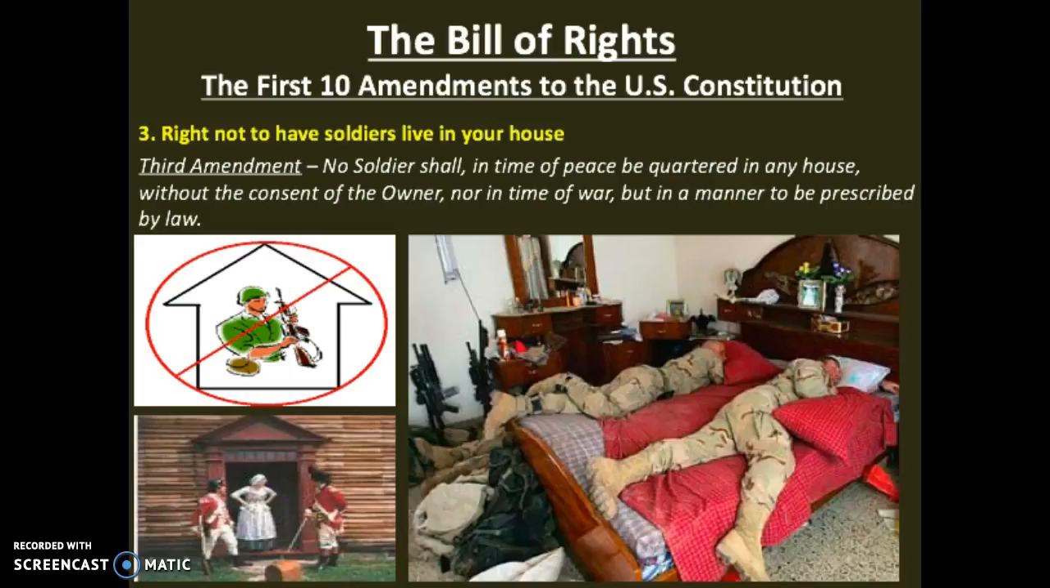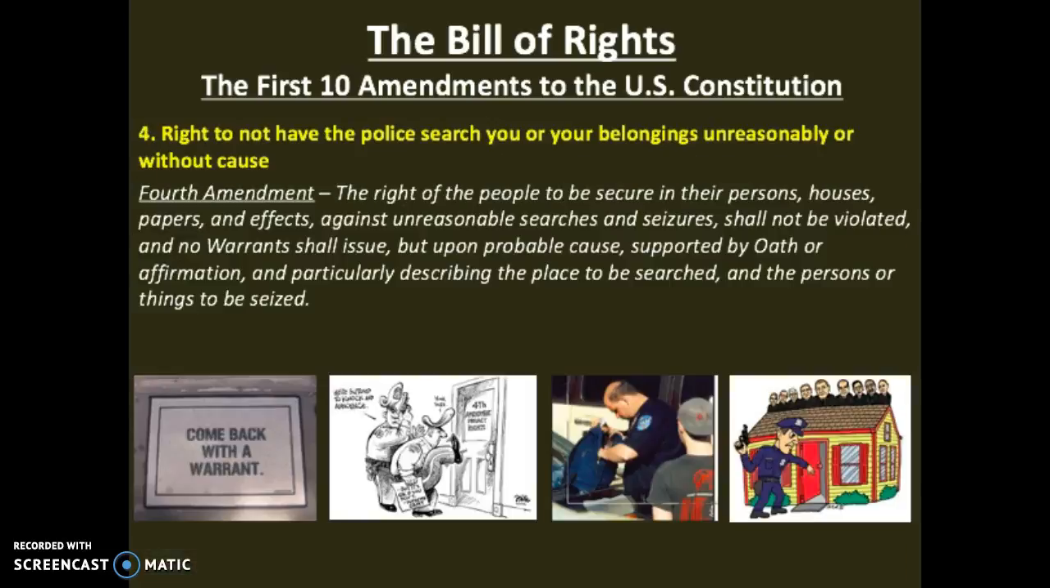This is often thought of as an outdated amendment or Bill of Rights because it often refers to when the British soldiers would stay with the American citizens during the Revolutionary War. The fourth is the right to not have the police search your belongings. So it's the right of the people to be secure in their persons, houses, papers, and effects from unreasonable searches and seizures. So this is where the police have to have a warrant to search your home.